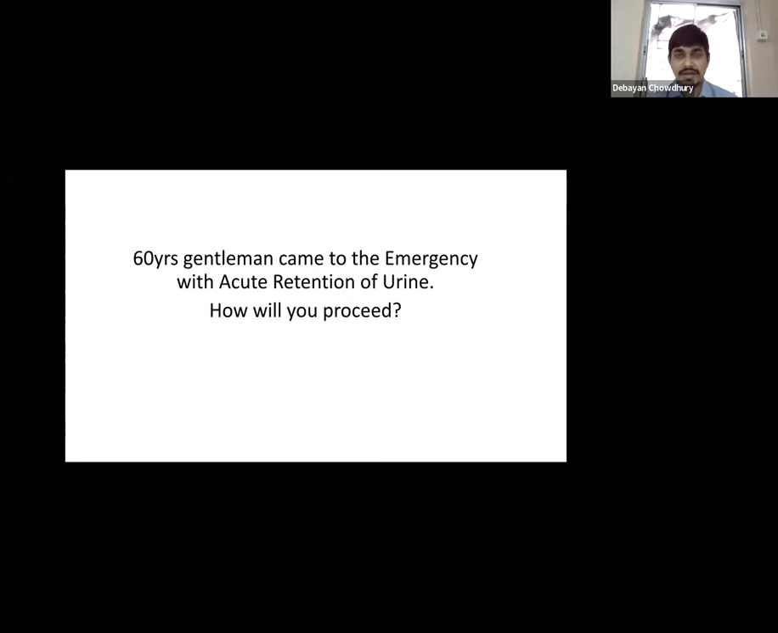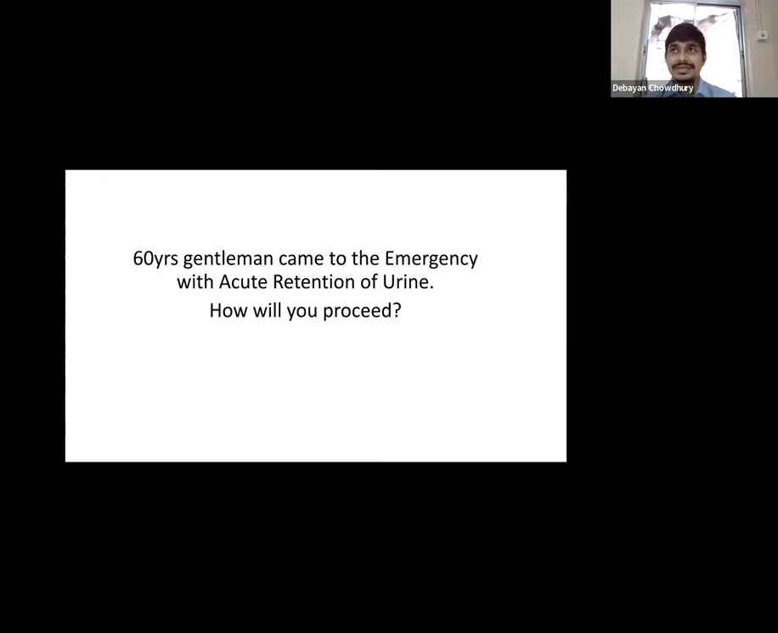The third one is alfuzosin. And another thing you told is dutasteride, sir, na? Yes, sir, 5 alpha reductase inhibitors. So do you know how these drugs act? Yes, sir. Alpha blockers are sympathetic blockers which relax the prostatic smooth muscles, sir, as well as the internal urethral sphincter, sir.